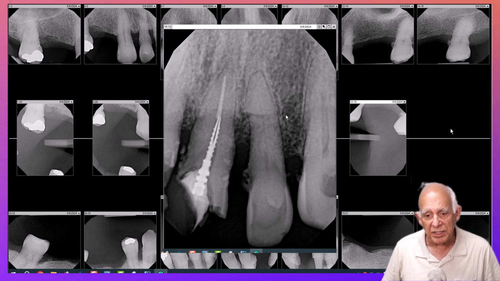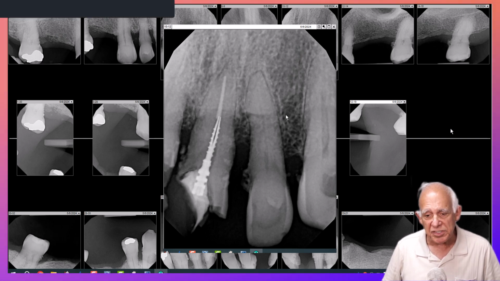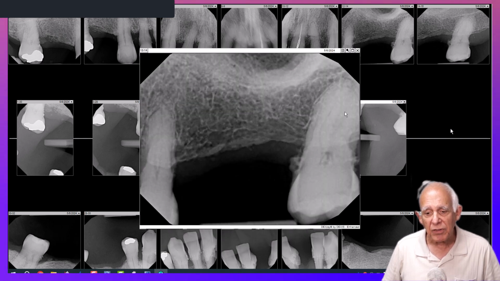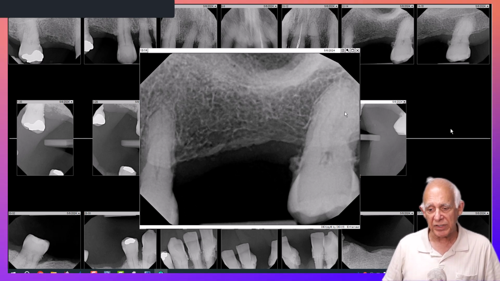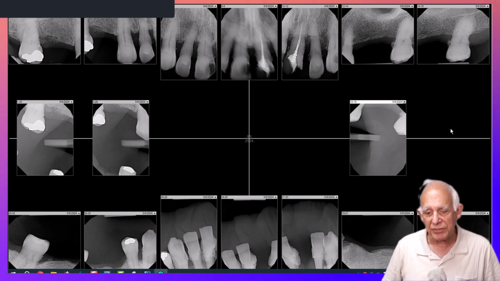We'll look at that. Number 10, still bone support. There's still bone support here. Number 11 still had bone support. 12, 14, or maybe it's 13, and 15 still has bone support with heavy calculus. On the lower, you're not going to get a good view. He couldn't tolerate having the x-rays taken. So let's look at the CT scan.